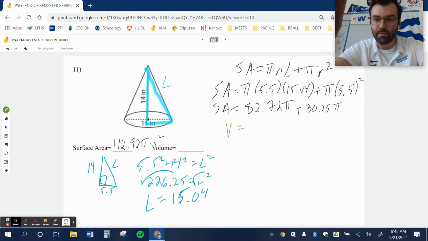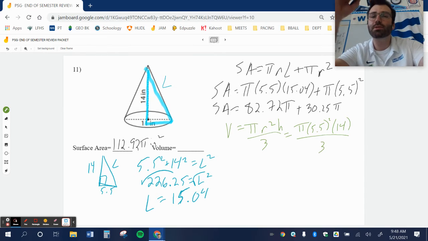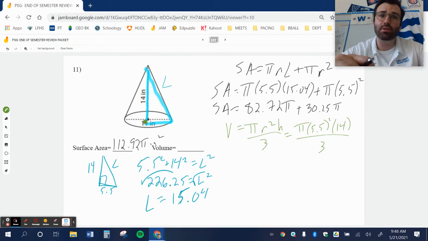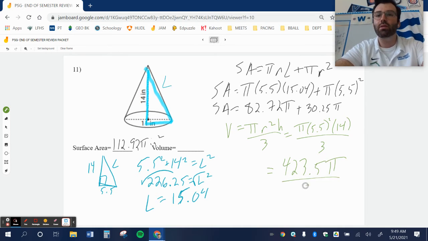Volume equals pi r squared h over 3. R is 5.5 squared times the height of 14. It's the height of the shape. All right, the height of the shape starts at the vertex, starts at the top, and just goes straight down to the base and is perpendicular to that base. I got 423.5 pi all over 3.